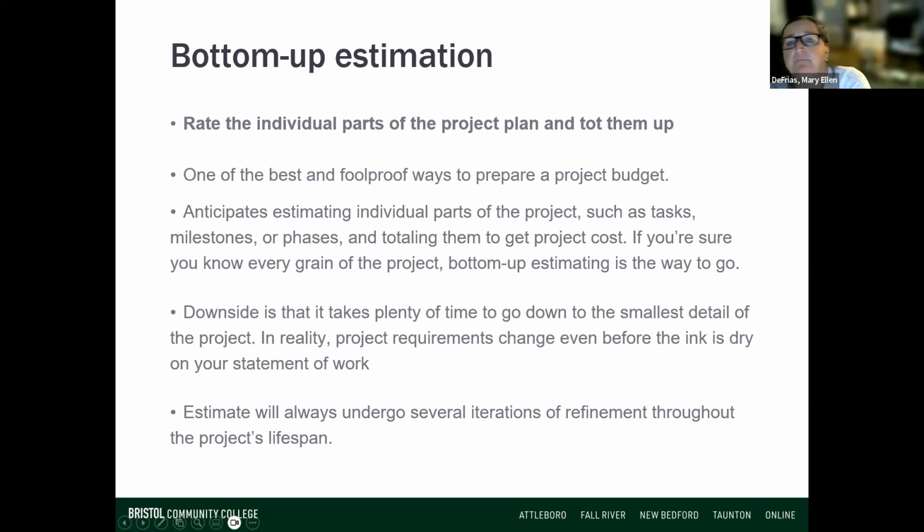So bottom up, you take the individual parts of the project and total them up. Spelling error there. Okay, it's not taught, it's total. This is one of the best and easiest ways to do a project budget, right? So you take all the parts of the budget and you add them all up.